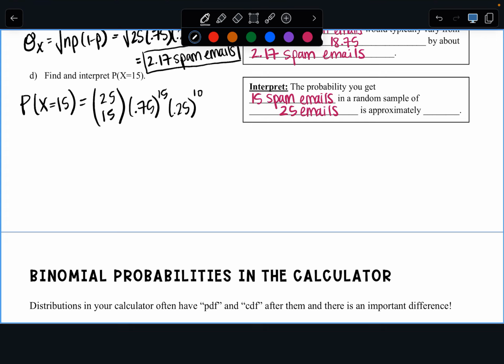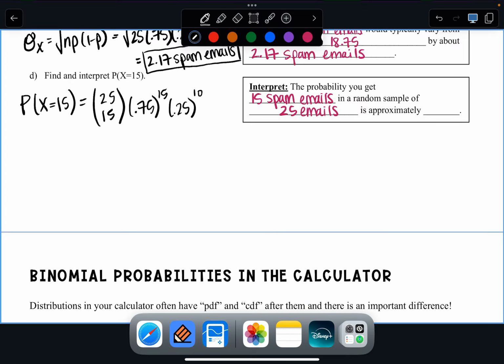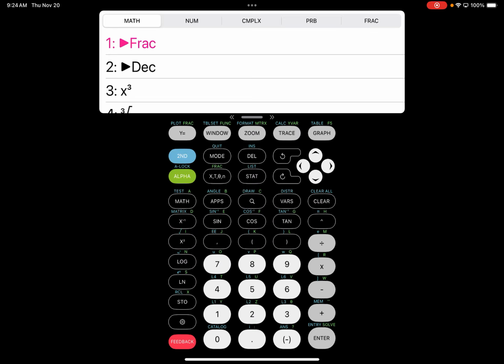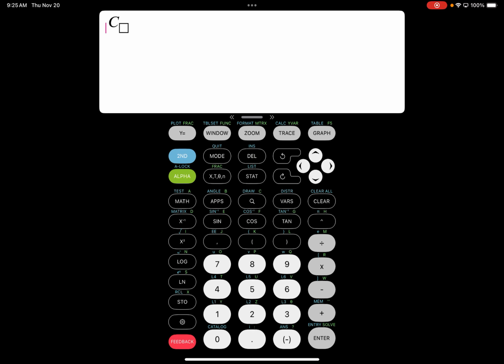So once you have it laid out, you go to your calculator, because that nCr, the choosing combinations, is not something that you can feasibly do by hand. So I'm going to open up my calculator and go to math. It's right underneath the alpha button. If you go over 1, 2, 3 times, you should get to the probability menu. Option number 3 should be the nCr. So I'm going to put in 25 choose 15.